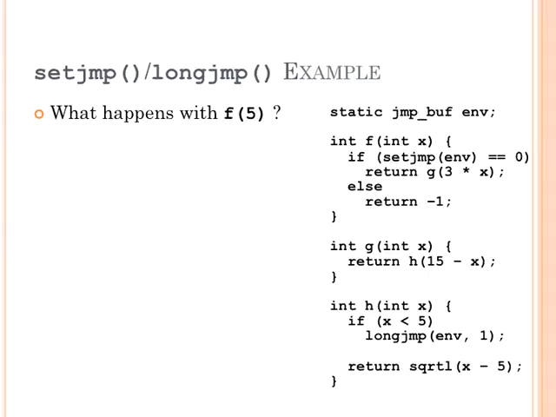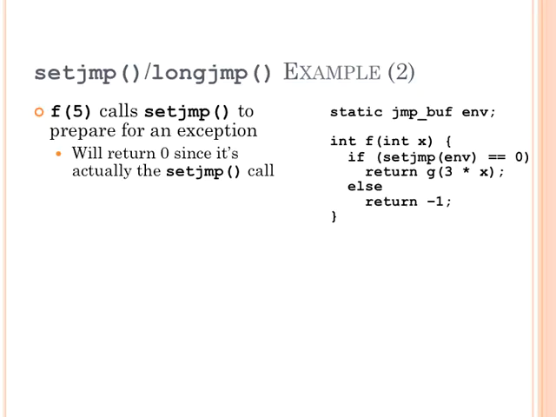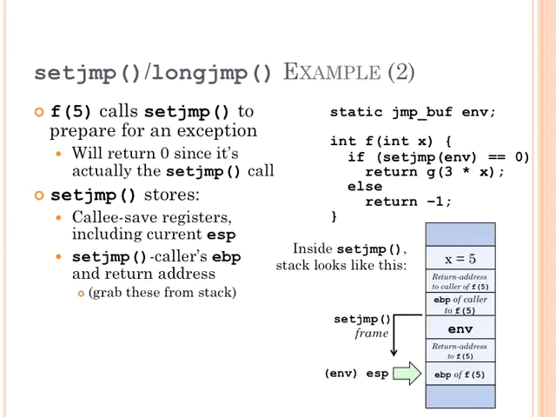Okay, so let's say we pass in F(5). We get an exception because we get G of 15 and then H of 0, and that's definitely less than 5, so we get an exception. So just to go through this, F(5) calls setjmp the first time. So we enter F with the argument 5, and it calls setjmp and gets 0.